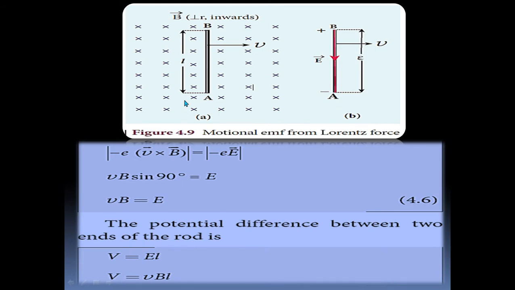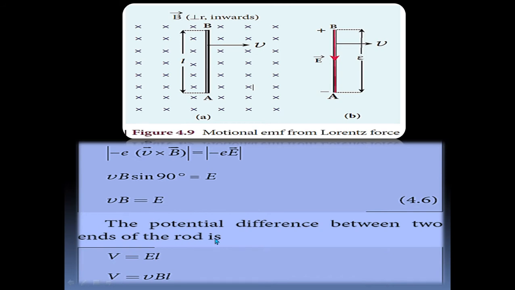Here theta is nothing but 90 degrees, because the magnetic field and the direction of motion of the rod are perpendicular. So theta value is 90 degrees, and sin 90 degrees is nothing but 1. So vB into 1 is equal to E. That means vB is equal to E.